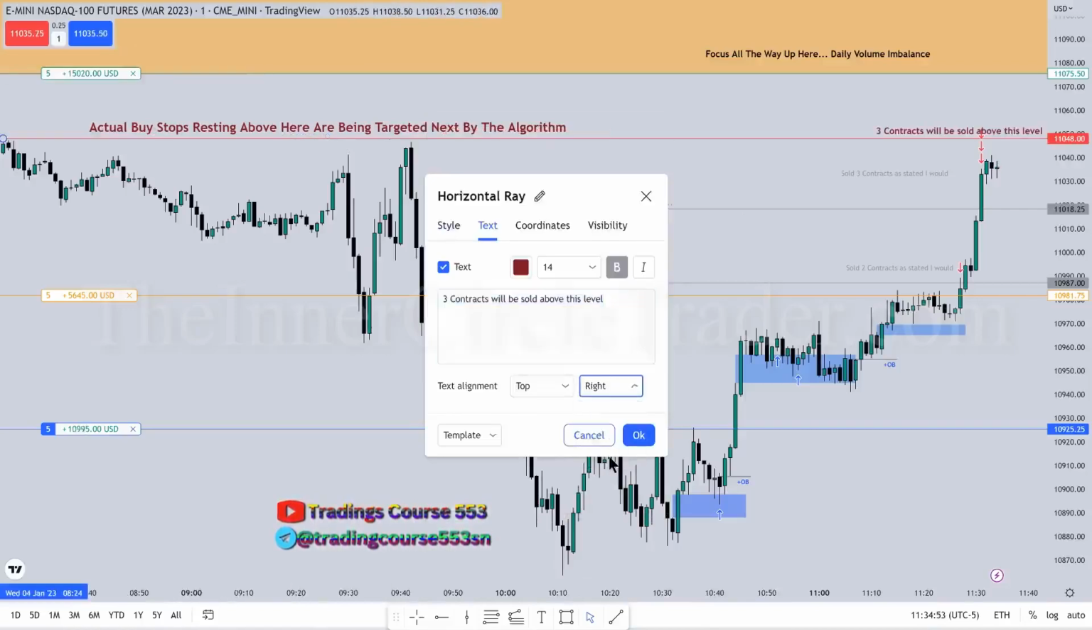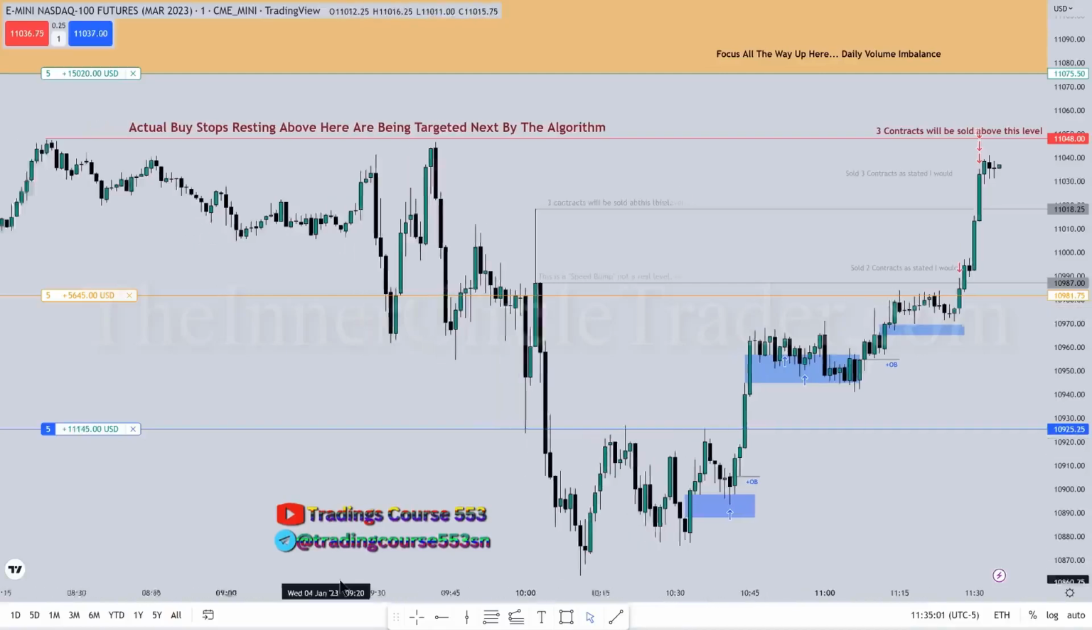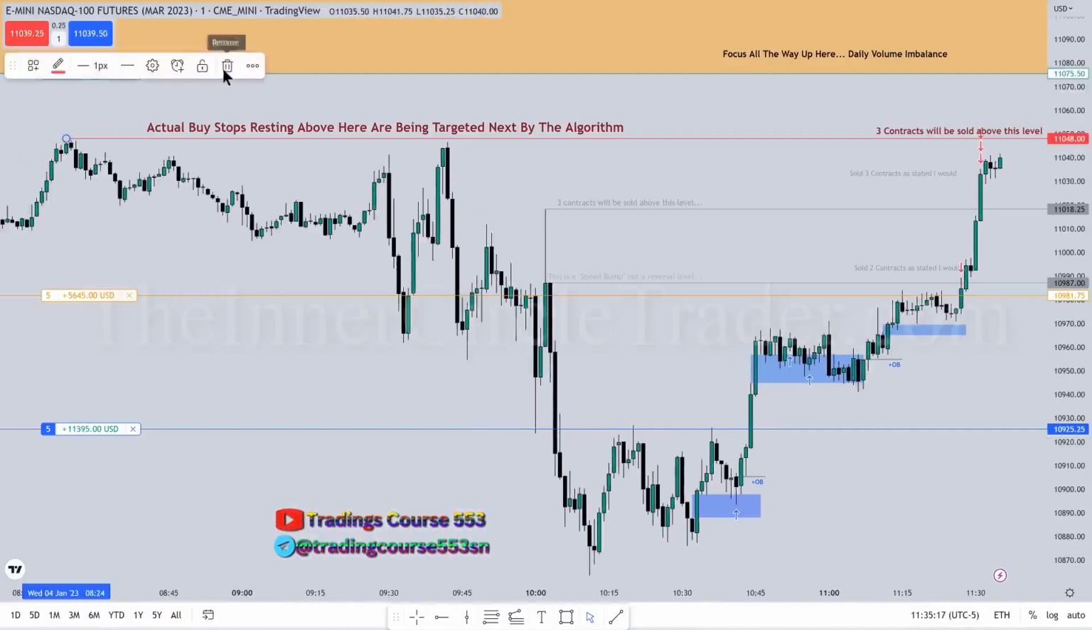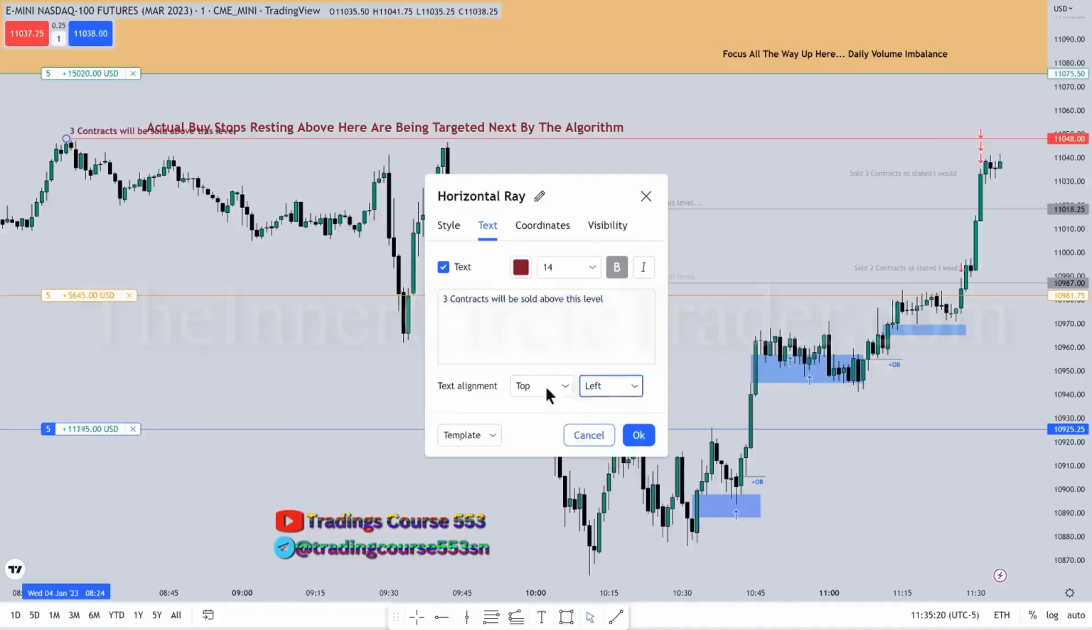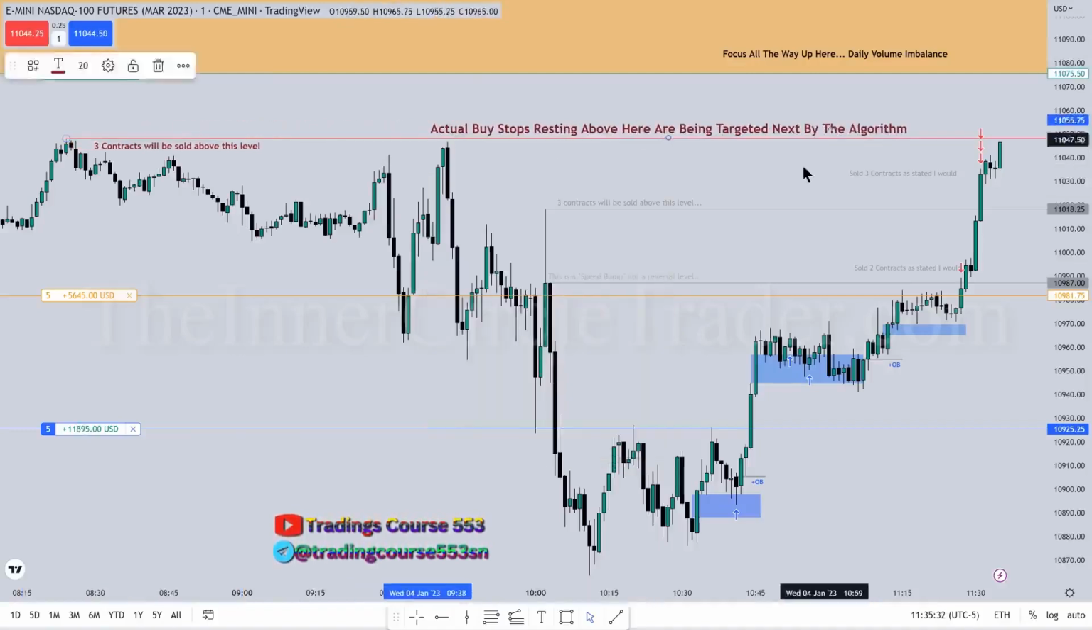I'm not wanting to add anything here, but reminding you all here as viewers that there's actual buy stops resting above those relative equal highs, and they're going to be targeted by the algorithm. And I'm reminding you all that the 3 contracts will be peeled off the same way I just did it when we went above 11,018 and a quarter.